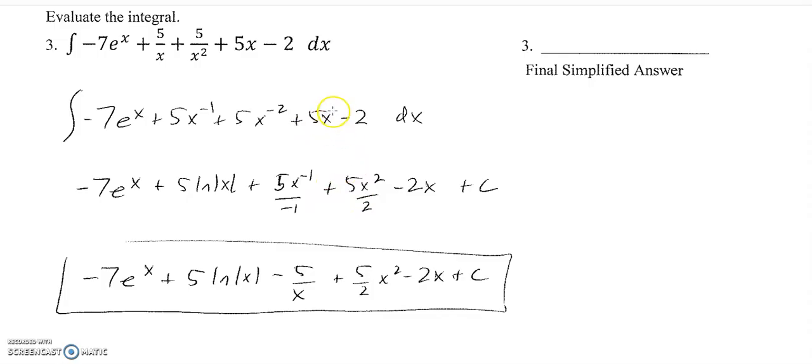This is x to the 1. So 1 plus 1 is 2. Divide by 2. And the integral of minus 2 is minus 2x. Don't forget your plus c.